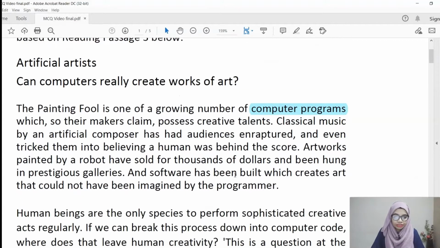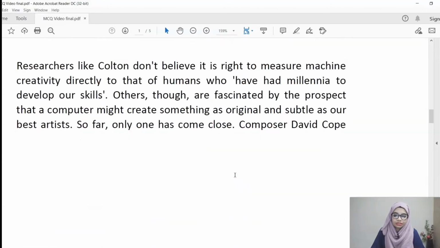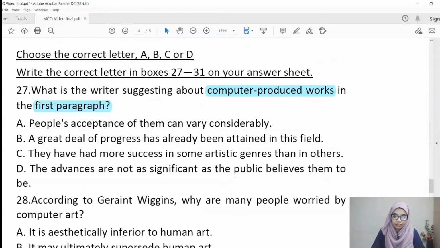So I don't really see that the writer is trying to suggest what this option is saying, which is that people's acceptance can vary considerably. No, the writer has not mentioned any such thing. So this is the wrong answer. A great deal of progress has already been attained in this field. Yes, now that I have read the paragraph twice, I can say that the writer seems pretty happy with this field, and he is trying to list out the achievements of this field. So this could be the answer.